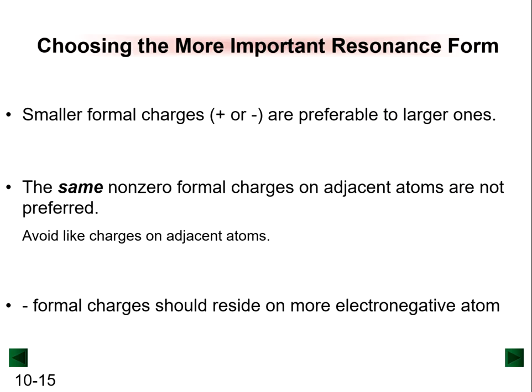Now, we can often draw many resonance forms, and it's important to recognize which are not key resonance forms and which ones are key resonance forms. First, having smaller formal charges, either positive or negative, is preferable to having larger formal charges. Also, the same non-zero formal charges on adjacent atoms are not preferred. Those are not good representations because like charges tend to avoid one another, and particularly on nearby atoms they will do this. And finally, negative formal charges should reside on more electronegative atoms. So then, if you have a positive charge, it would go on the least electronegative atom.